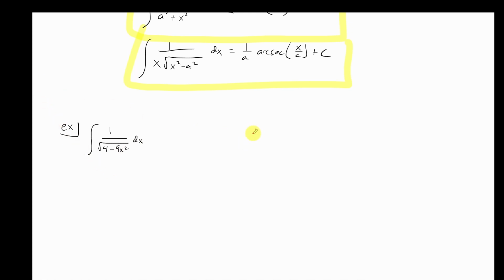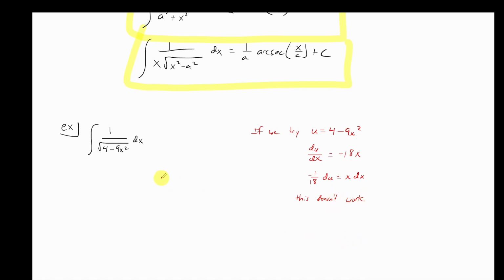So if we try u equals 4 minus 9x squared, then du dx will equal negative 18x. I can move constants over, so I could have negative 1/18 du equals x dx. But I don't have an x dx to substitute, so this isn't going to work. And there's no clever tricks or anything that I can do that'll make this work out nicely. Okay, so this doesn't work.